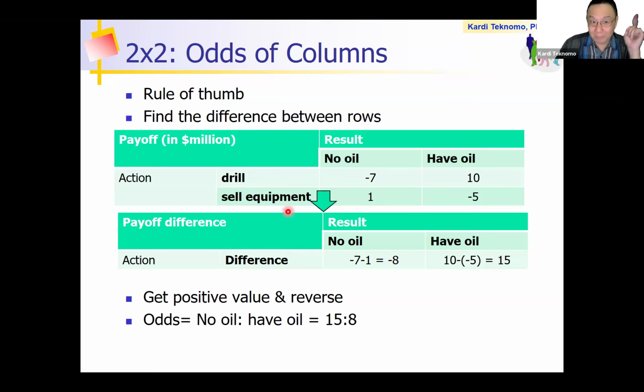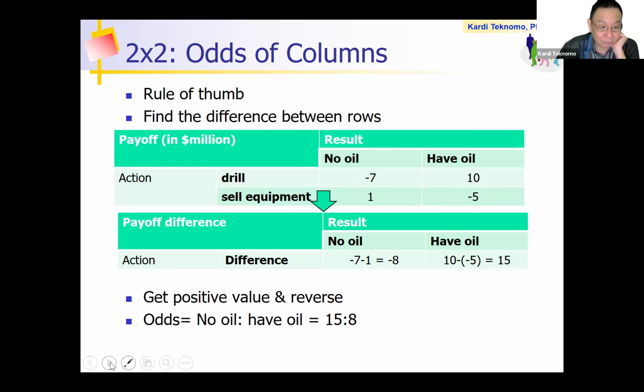The technique is simple. Number one, you find the difference between the rows. Then make them positive, so you get the absolute value, and then reverse. That is for the columns. So in this example, you subtract between the rows, so -7 minus 1 gives 8. This one is 10 minus -5, so it becomes 15. Then you put the positive values, 8 and 15, and then you reverse them.